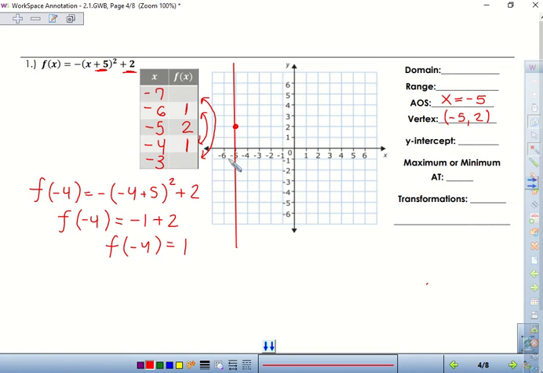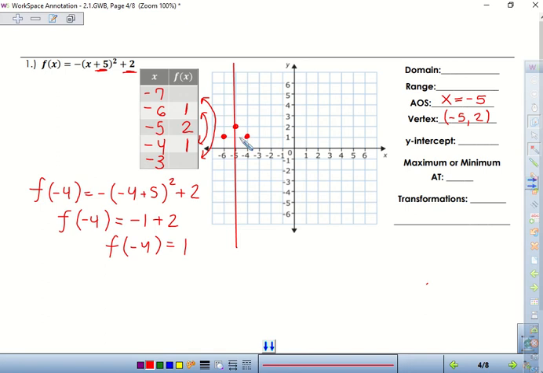Yes? You not square it? I did square it. I squared this part. So you square before you multiply by the negative 1. So we get negative 6, 1, and then we get negative 4, 1.